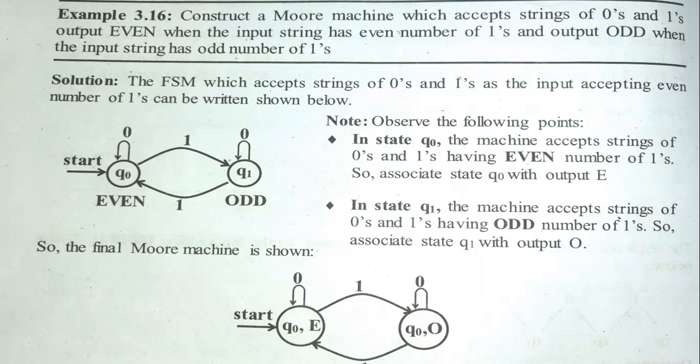But here, in the case of the Moore machine, we are not projecting the output along with the input. The output will be projected along with the state. So Q0 is the state and Q1, it should be Q1, they made a mistake. So Q0 with even, Q0 comma E, then Q1 comma O. The rest will be the same. This is how we create the Moore machine. The only difference is that instead of projecting the output along with the inputs, we are attaching it with the state.